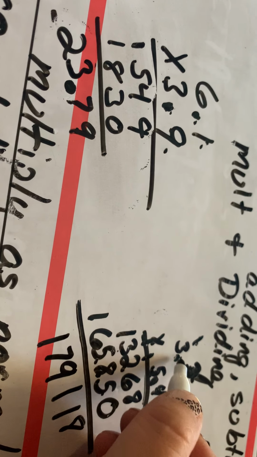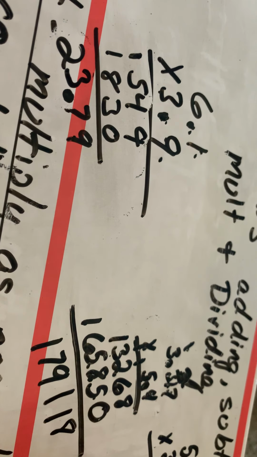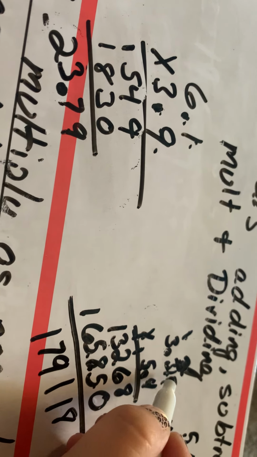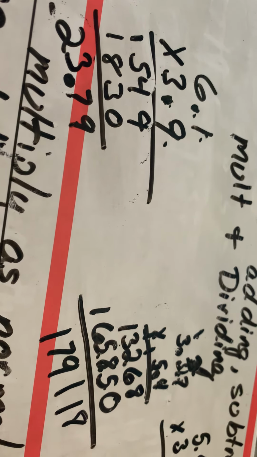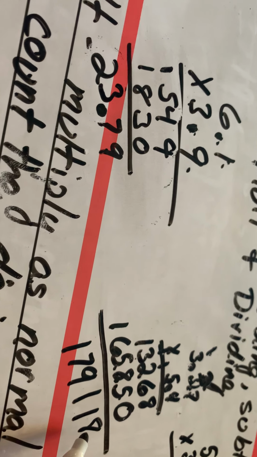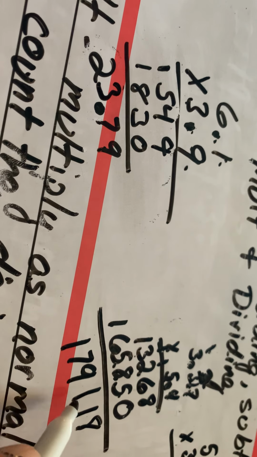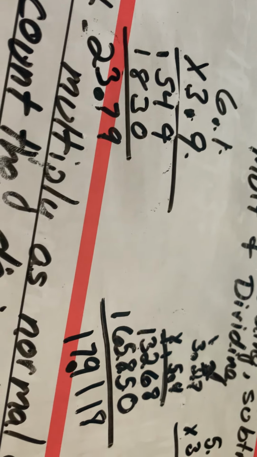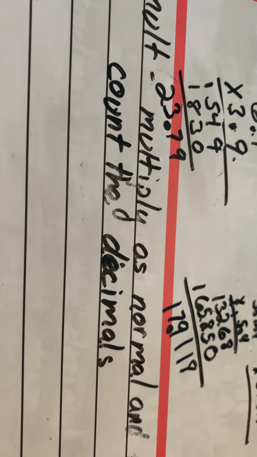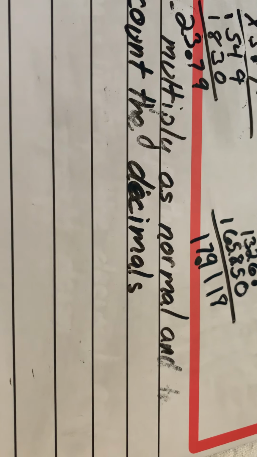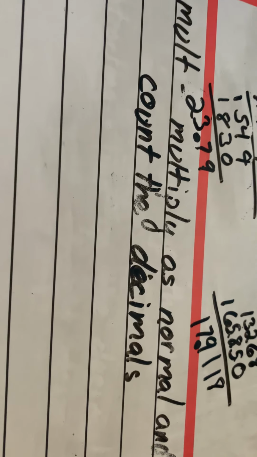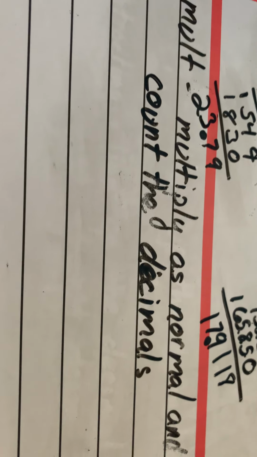Now we count our spots. Here's a decimal point, and here's a decimal point. I need to count all the numbers to the right of the decimal point. 1, 2, 3, 4. There are 4 numbers, so I go down here. 1, 2, 3, 4. My decimal point goes 4 numbers in. So when I say multiply as normal, and then count the decimals. Okay, it's really that easy.